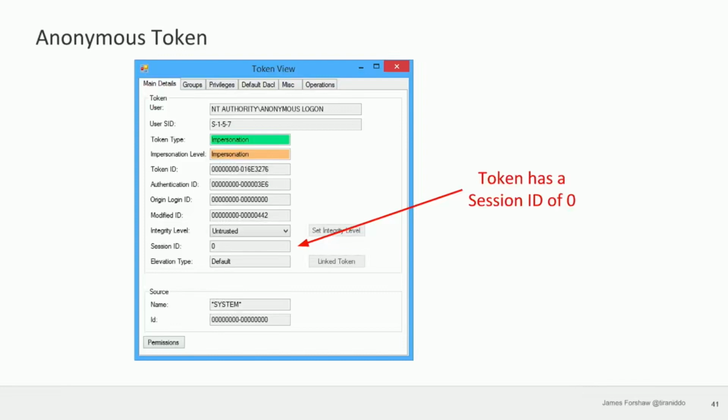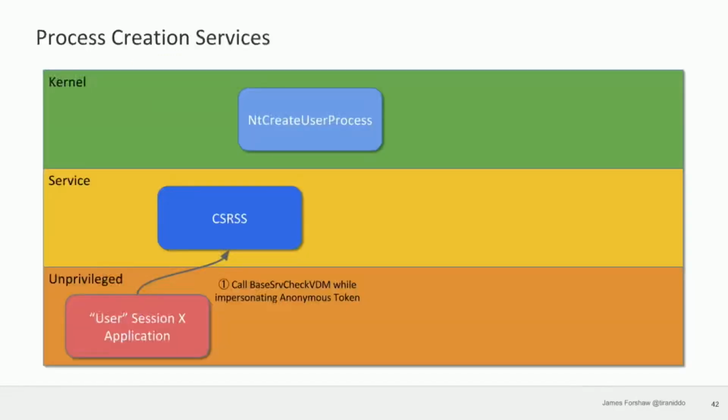But crucially, what it does have is its session ID set to 0. And that is interesting, because if I can create a process in session 0, maybe I can do something more interesting. So what happens is basically this. Our user in session X calls BaseSrvCheckVDM. That calls into CSRSS, and we do this while impersonating the anonymous token. And there's basically no security stopping you from doing this. You can impersonate the anonymous token, it goes to CSRSS, and CSRSS goes, cool, I'll use the anonymous token as my primary token. It then opens the user's process, takes its process token, and impersonates the user.